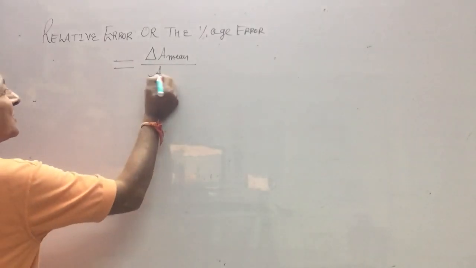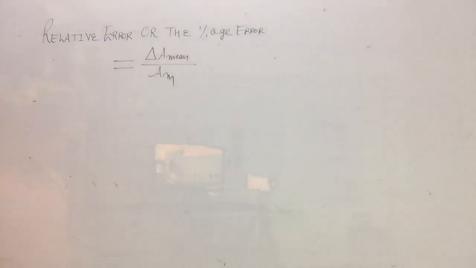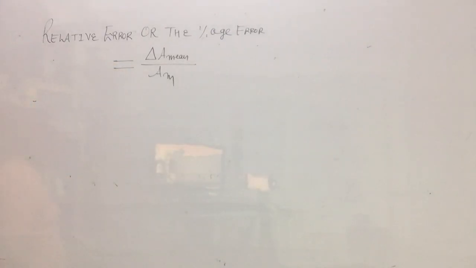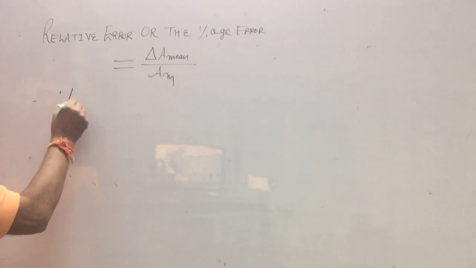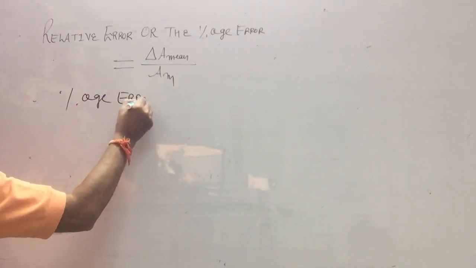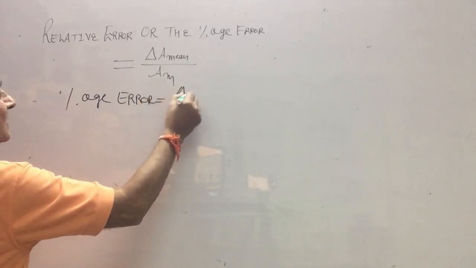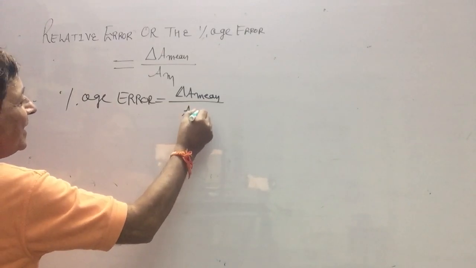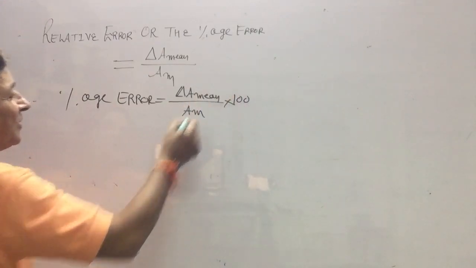So students, what is AM students? True value, nearly true value. So if you divide delta A mean divided by AM, you will get a relative error. हाउ वी कैन एक्सप्रेस इट इन परसेंटेज? बहुत सिंपल है. Percentage error is equal to delta A mean divided by AM into 100.